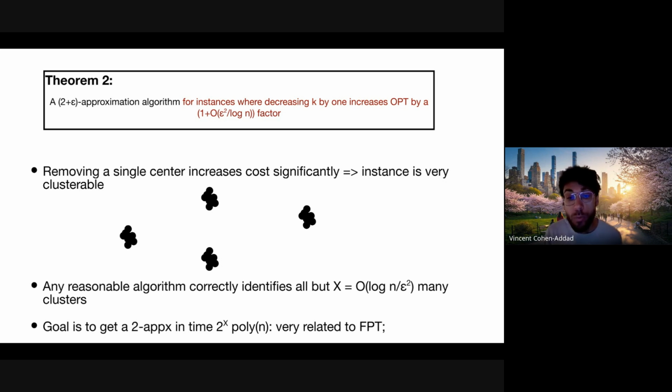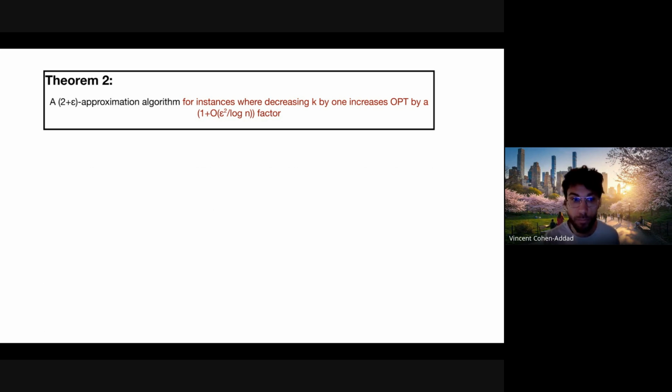Okay, so now what we want is that if we can identify all but x many centers, and x is this log n over epsilon squared, then the goal for us is to get a 2 approximation in time 2 to the x poly n. And that's why it becomes really much like an FPT algorithm, because we have these challenging centers that we would like to figure out where they are. And for this, we want to do it in FPT time.